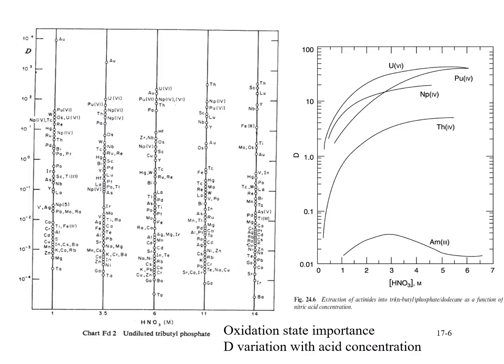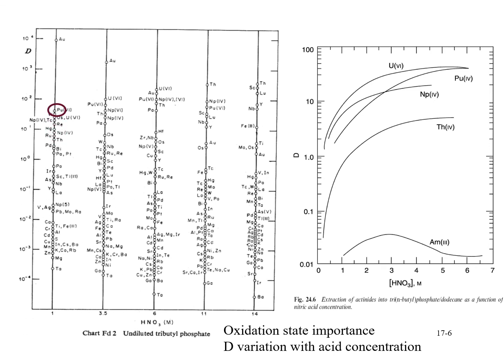And examples of some distribution coefficients are shown here. The data here is shown for undiluted tributyl phosphate as an extractant, as an organic phase, with nitric acid as the aqueous phase. And then we have some other data that we can compare against, which is diluted tributyl phosphate, 20% tributyl phosphate in dodecane, as a function of nitric acid concentration. And here, if we're looking at some data for uranium-6, we see that uranium-6 increases up to 6 molar nitric acid.